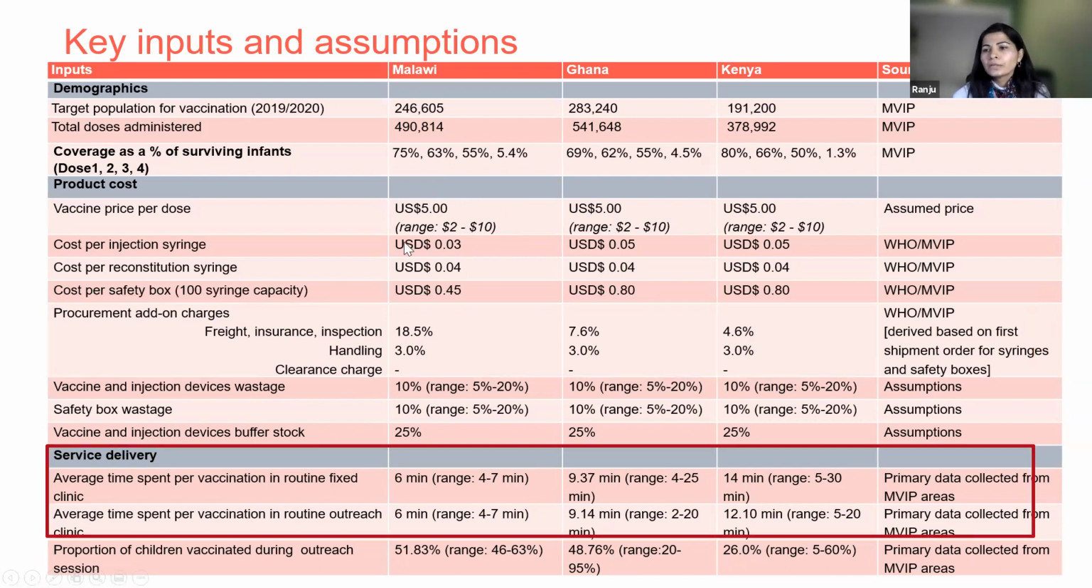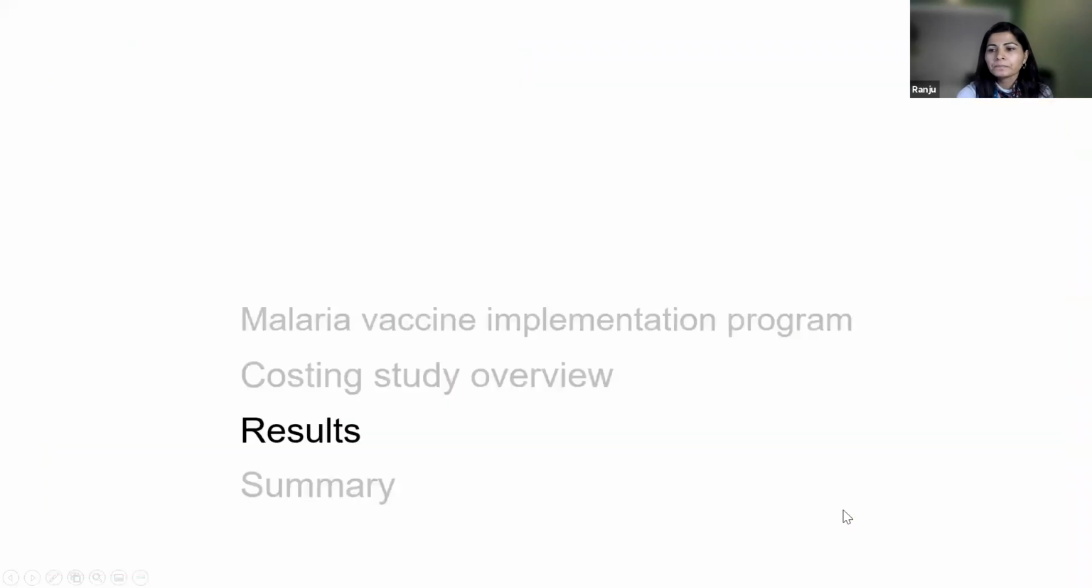Next, we also accounted for the potential wastage and buffer necessary for the commodities. For the vaccine service delivery, we derived that data from the primary data that we collected. As you can see, there's quite a bit of variation in the reported time that they would spend on vaccination, ranging from 6 minutes in Malawi to up to 14 minutes in Kenya.